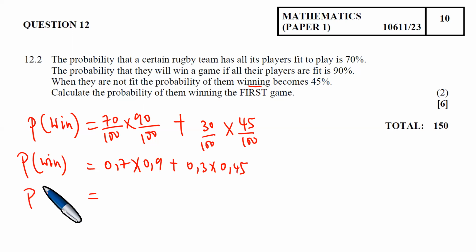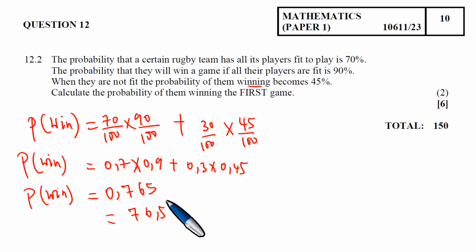The probability of a win is 0.765, and this probability is 76.5%. So this is the probability of a full win. We calculate the probability of them winning the first game, so it is 76.5%.